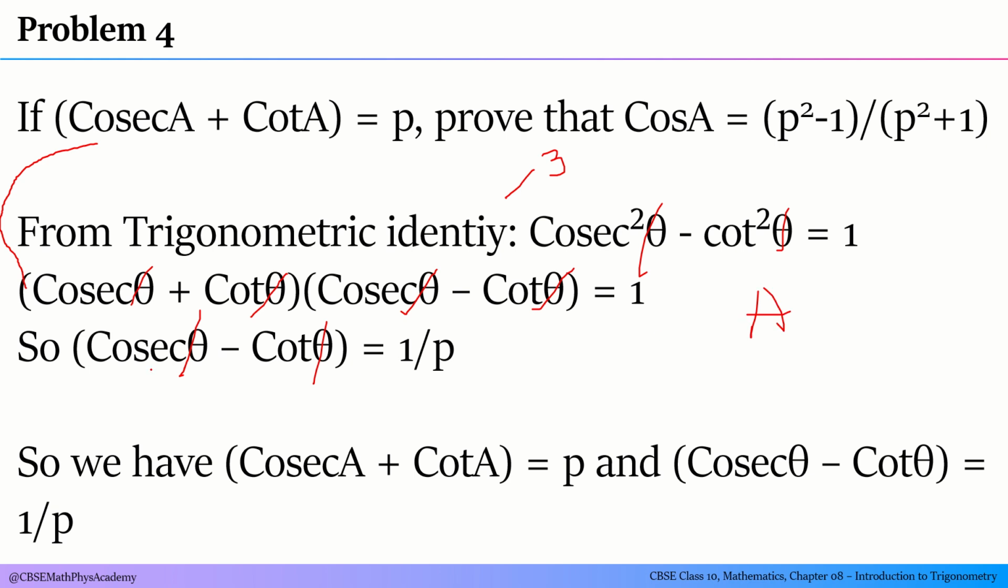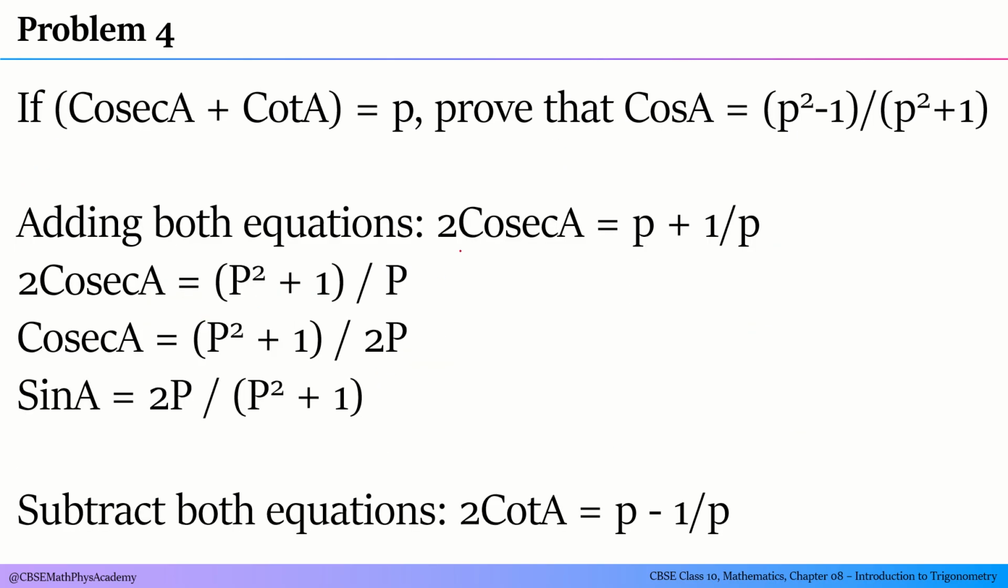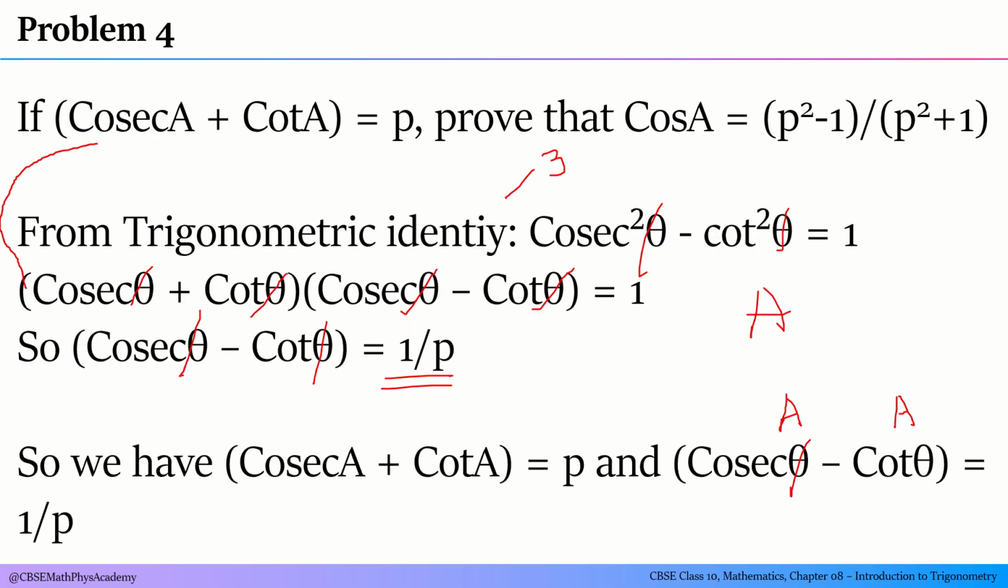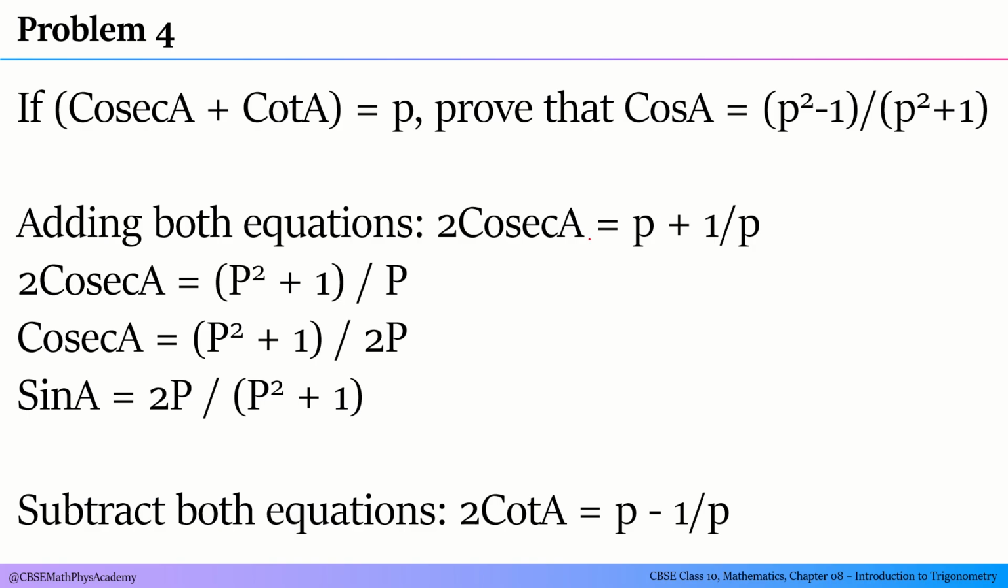Okay. So now I can find out the value of cosec A minus cot A is equal to 1 by p. So I have two equations in my hand. One is cosec A plus cot A is equal to p and cosec A minus cot A is equal to 1 by p. So I can add and subtract and get some values. Now when I add both these equations, this cot gets cancelled. It becomes 2 cosec A, and plus cot A and minus cot A becomes 0. So that's how I get 2 cosec A is equal to p plus 1 by p, and adding both by taking the denominator, 2 cosec A is equal to p square plus 1 by p.